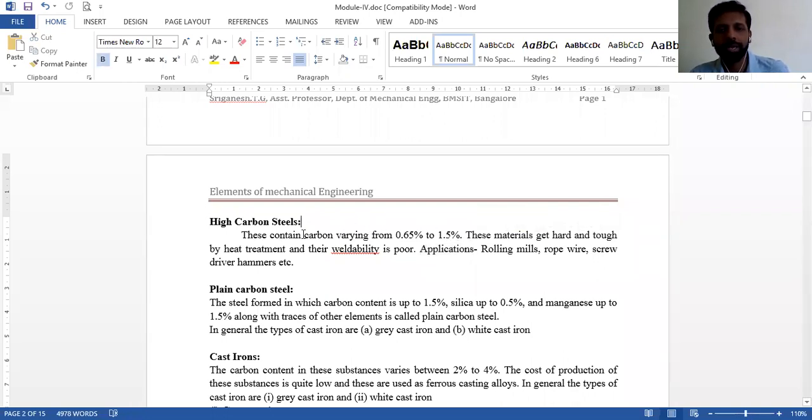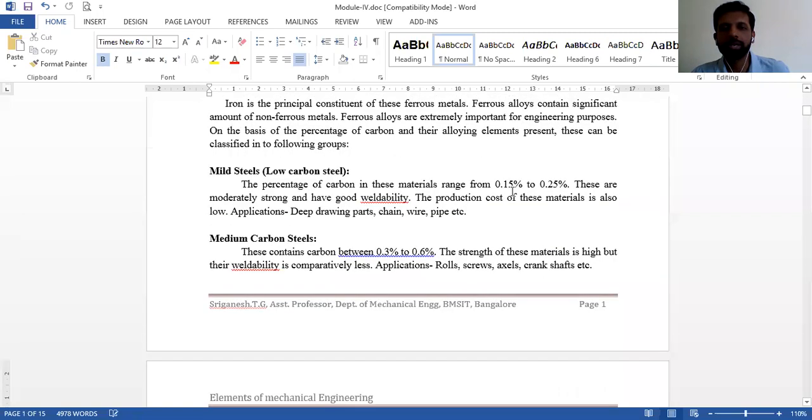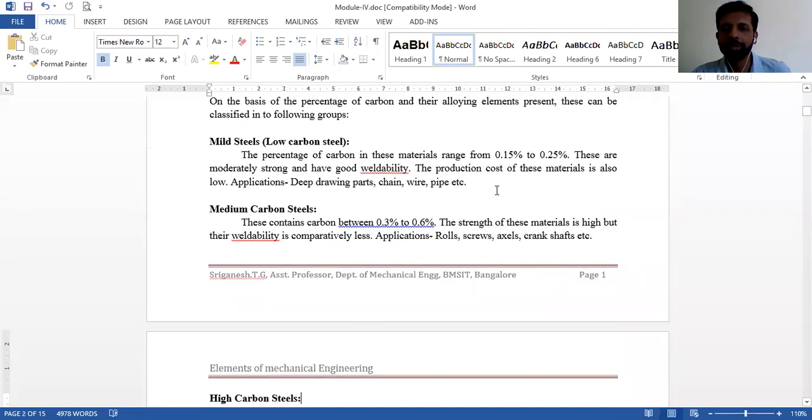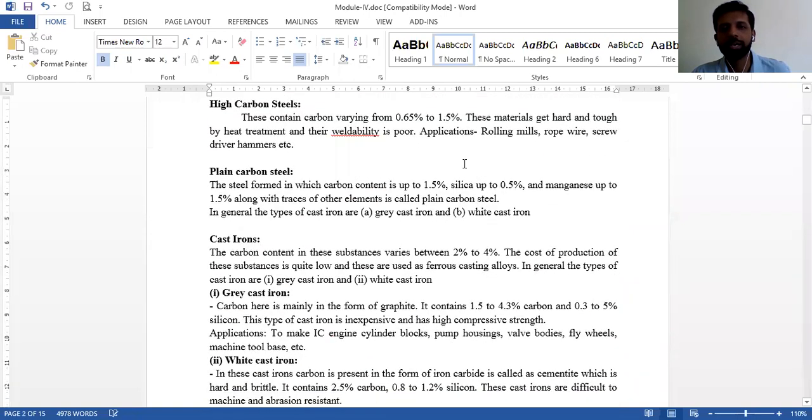So next, coming to high carbon steel. In this only iron is going to be there, and apart from that it will have 0.6 to 1.5% of carbon present in it, right? If we look here, it started with 0.15 to 0.25, then 0.3 to 0.6% of carbon, and now in high carbon steel it is going to be 0.6 to 1.5% carbon. So this type of carbon steel will have very high hardness. It is going to be very hard and very tough material, both because of the carbon content.